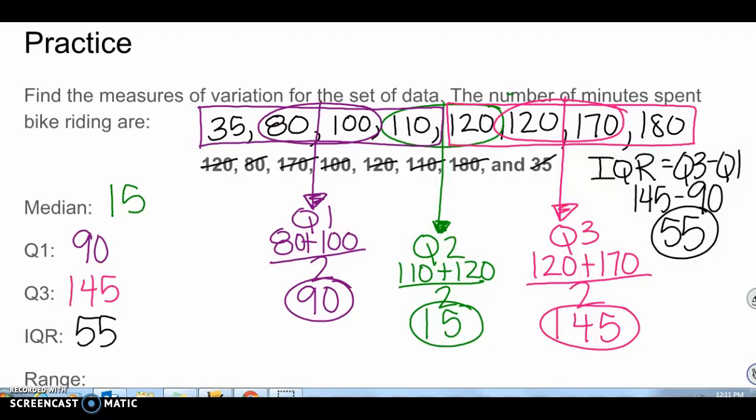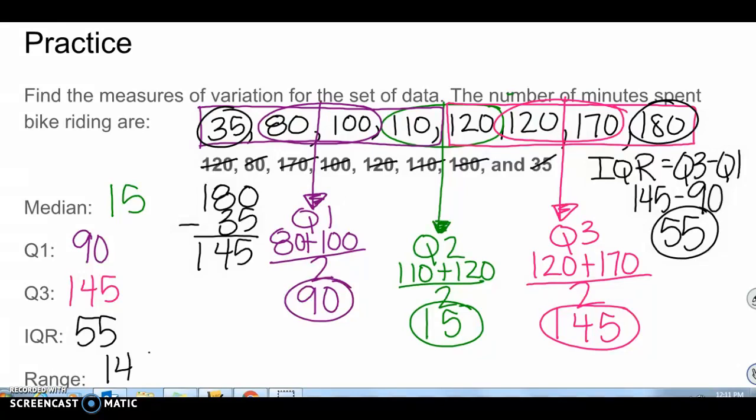Our range is the difference between our highest and lowest number. Our highest number is 180 minus our lowest number, which is 35. 180 minus 35 is 145, so that would be our range.